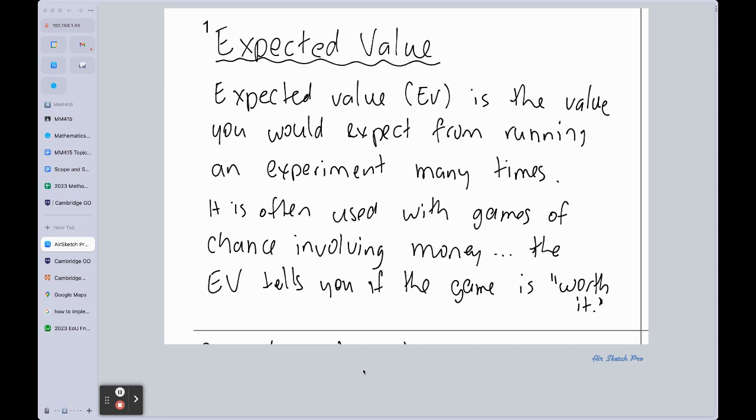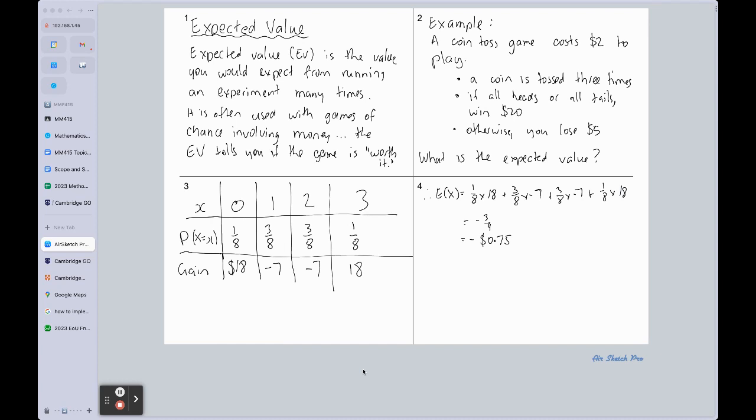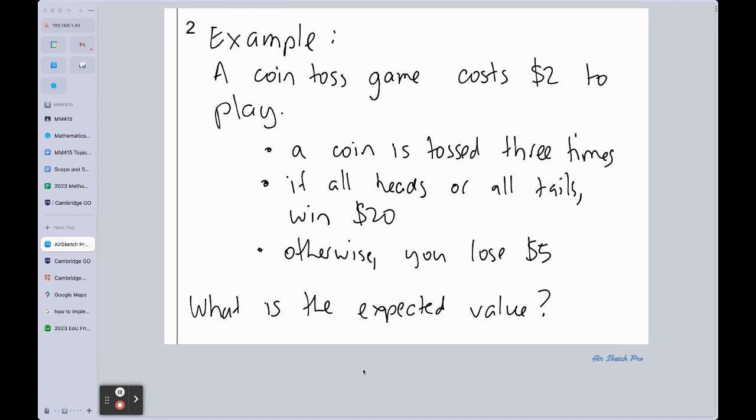So in other words, if you gain more than you would lose over a long period of time. So pause the video and write those notes into your book, and then I'll have a look at the example. So hopefully you paused it. If you didn't, oh well.